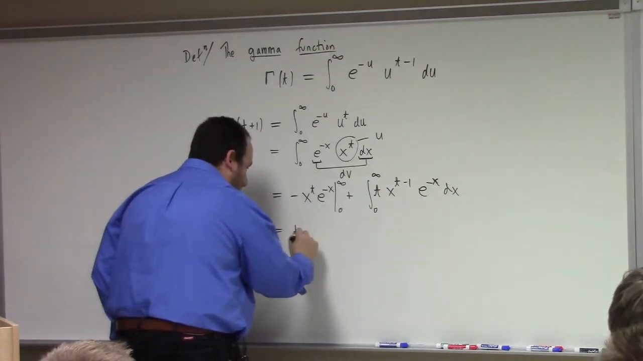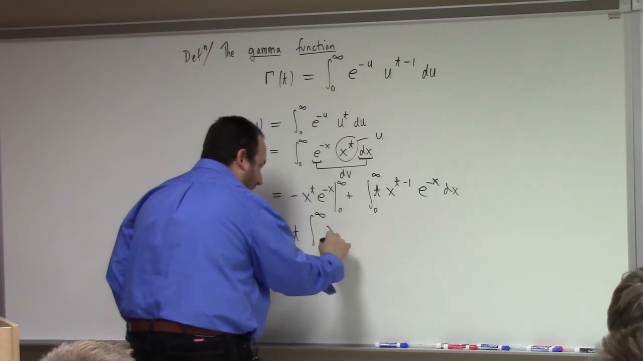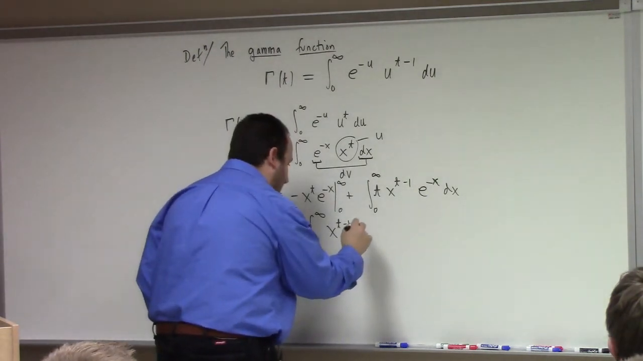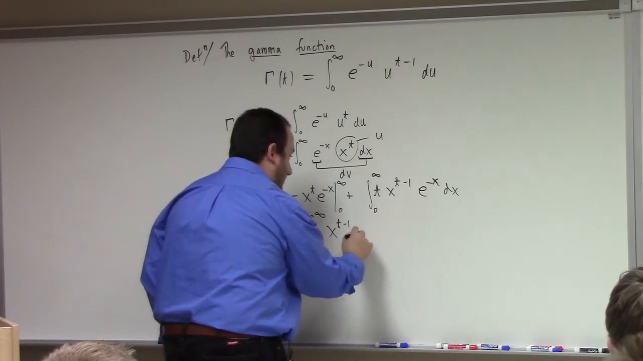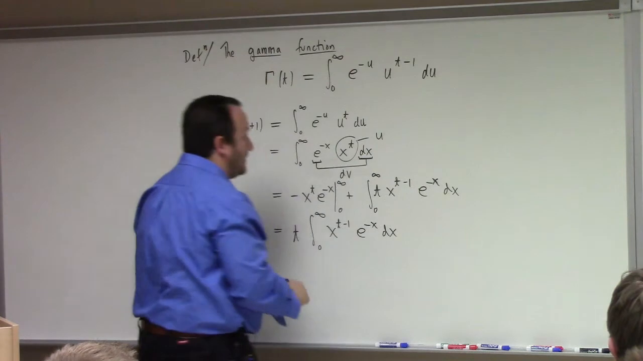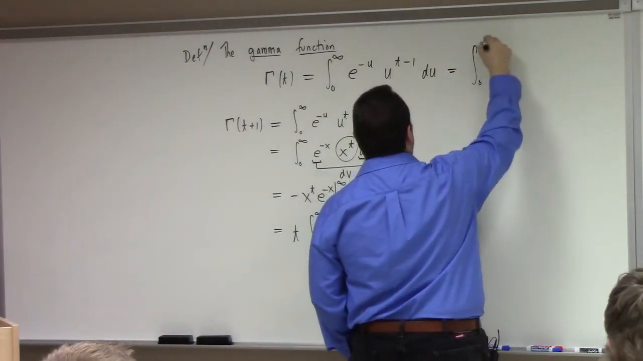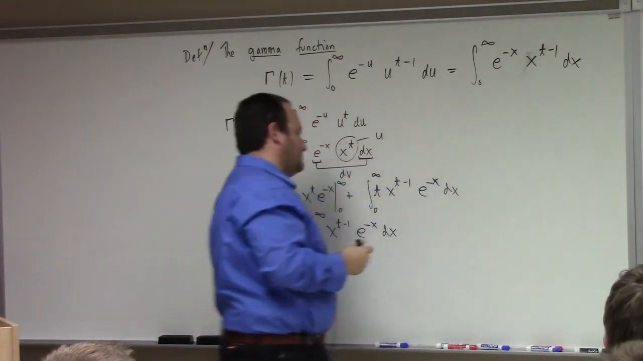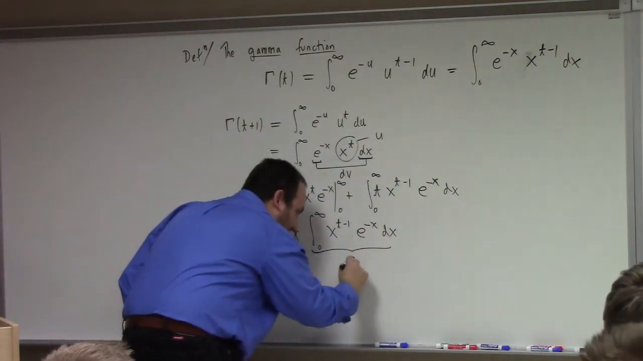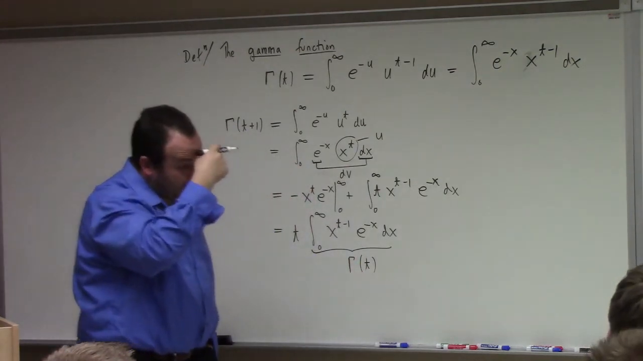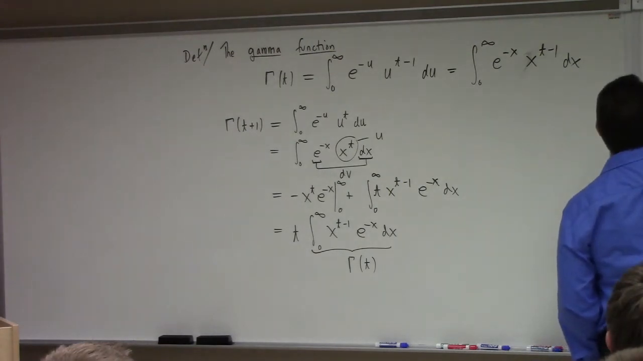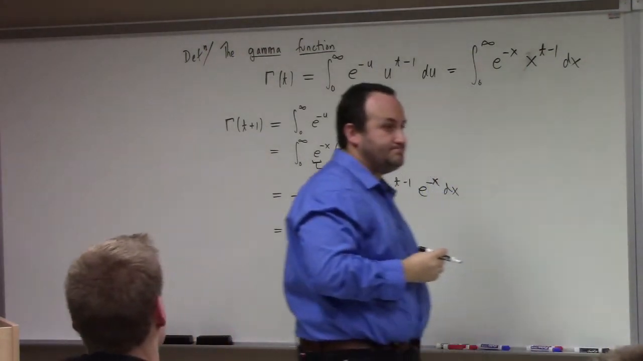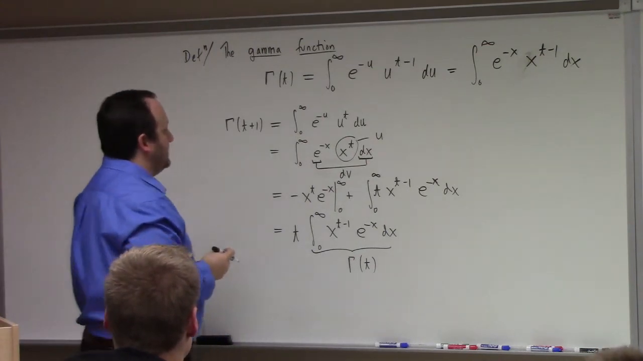And over here, if you pull the t out, you've got the integral from zero to infinity of x to the t minus one, e to the minus x, dx. If I had any good sense, I would have written the definition of the gamma function in terms of x to start with. But what is this? This is the same as the integral from 0 to infinity of e to the minus x, x to the t minus 1 dx. So this is gamma of t, right? So we have this identity that gamma of t plus 1 is equal to t times gamma of t. And you can also calculate some things pretty easily, like what would the gamma of 1 be?